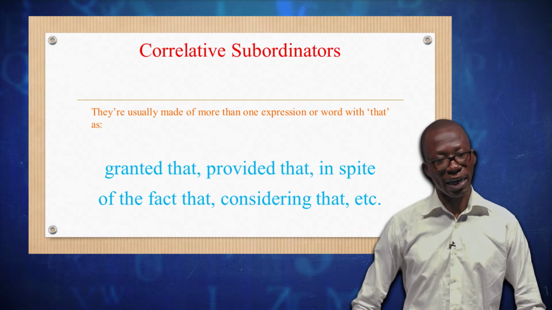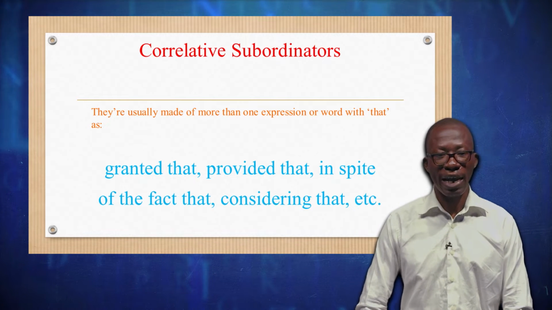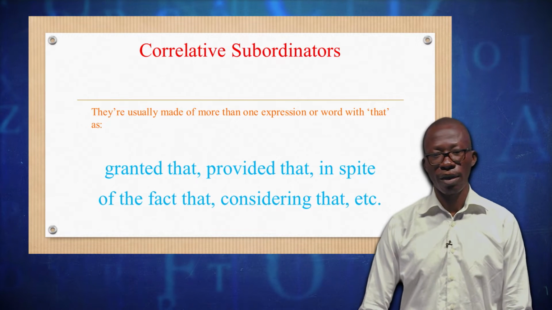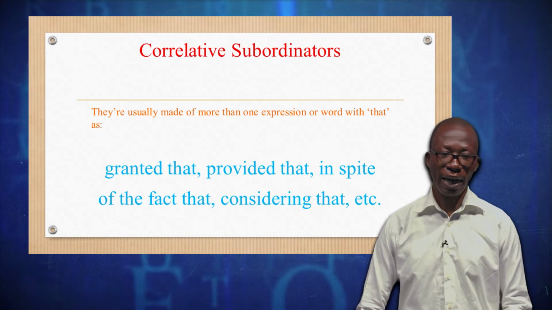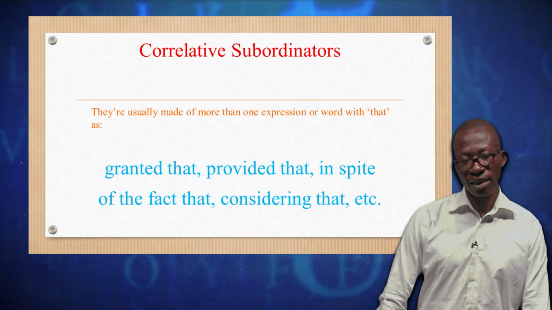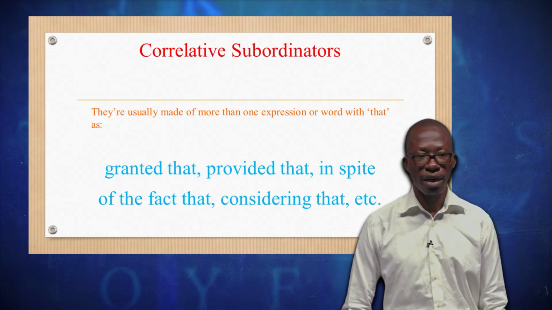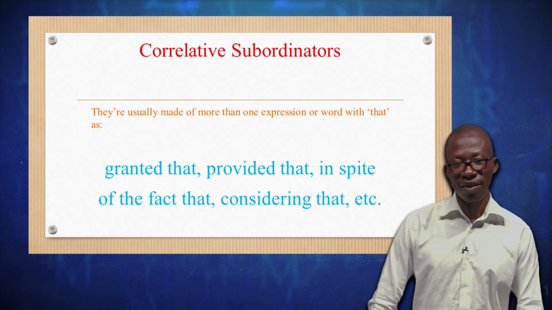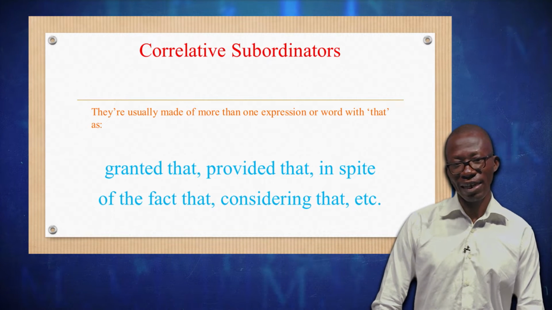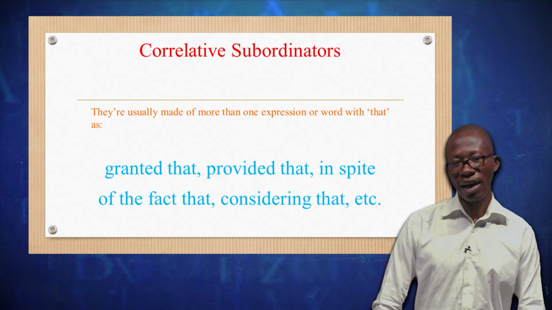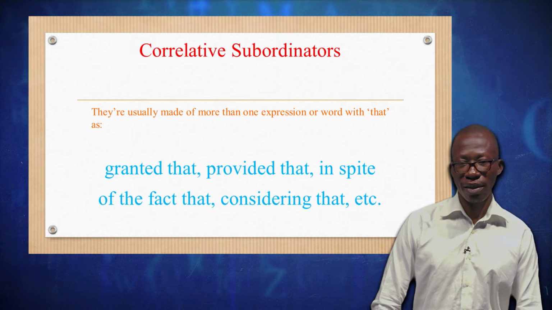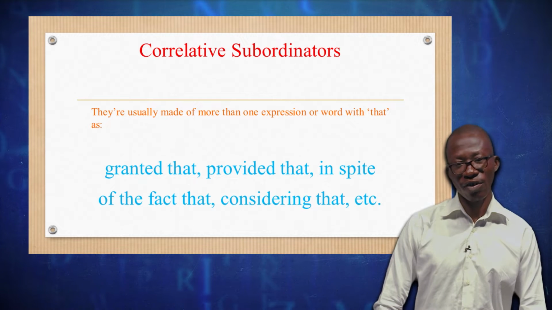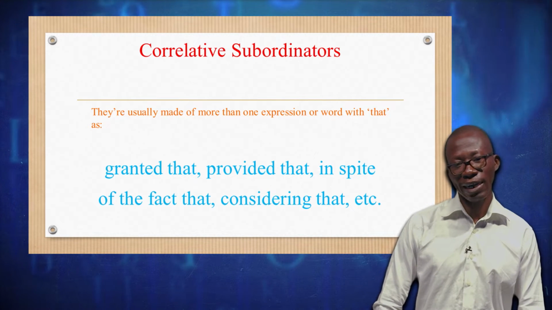As we have, granted that, provided that, in spite of the fact that, considering that, and others. Now, when we take granted that, we have granted being a verb, right? Provided being a verb, right? Then in spite of the fact that, then we have the fact being a noun, right? Considering that, then we have considering being a verb, right?